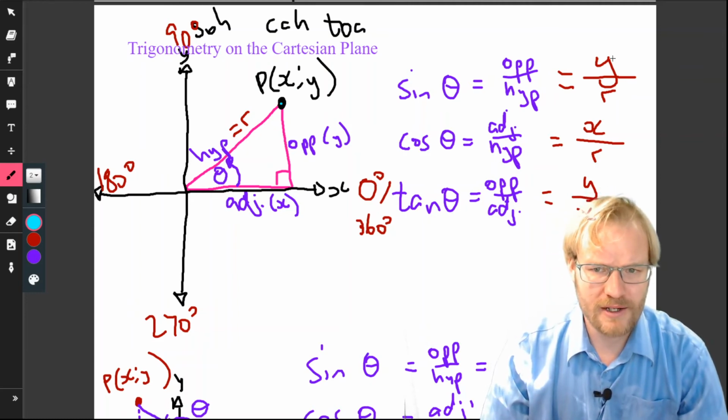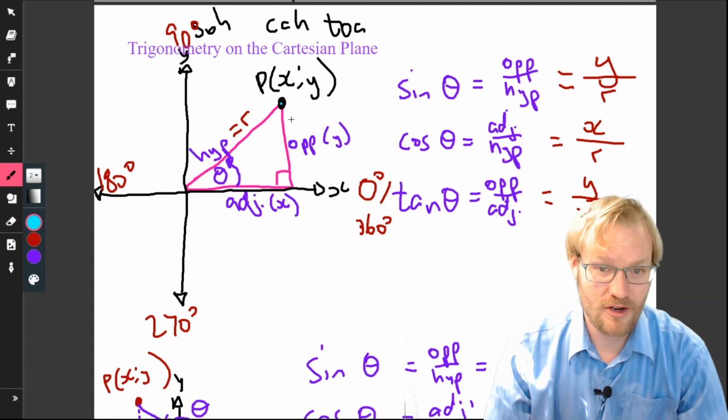So what is y over r? Is it positive or negative in this first quadrant? Well, y is positive, r is positive, so it must be positive. Which means sine theta must be positive, because you must have gone a positive over a positive. Okay, everything's positive. X is positive as well, so x over r must be positive.